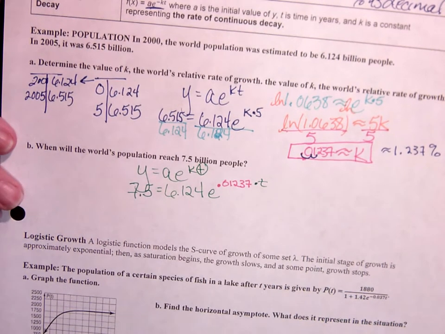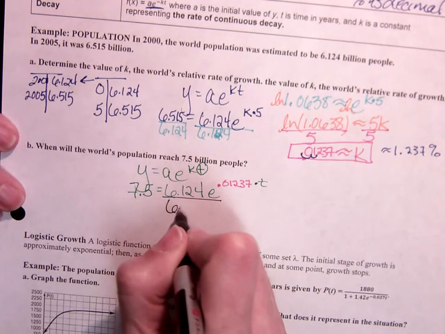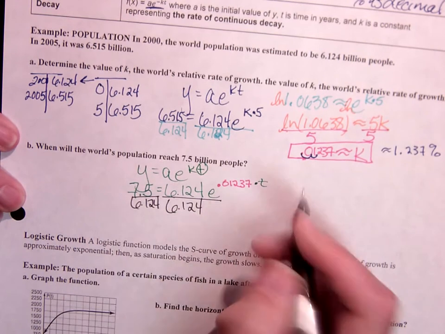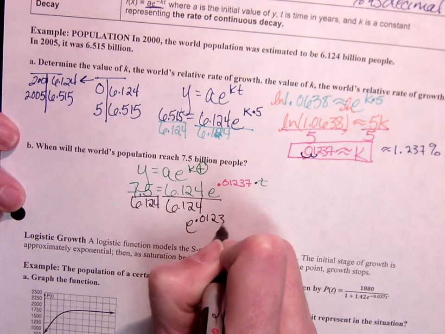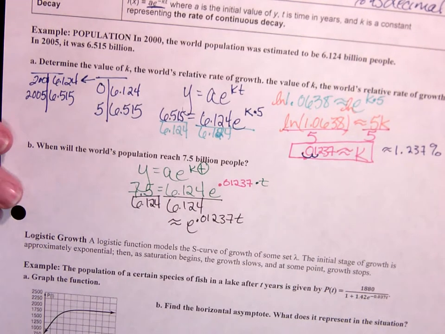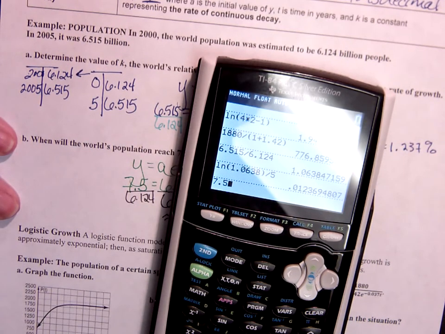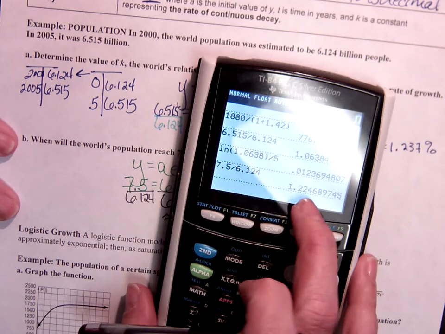And we follow the same process. Divide to isolate. e to the 0.01237t is approximately equal to 7.5 divided by 6.124, 1.2247.